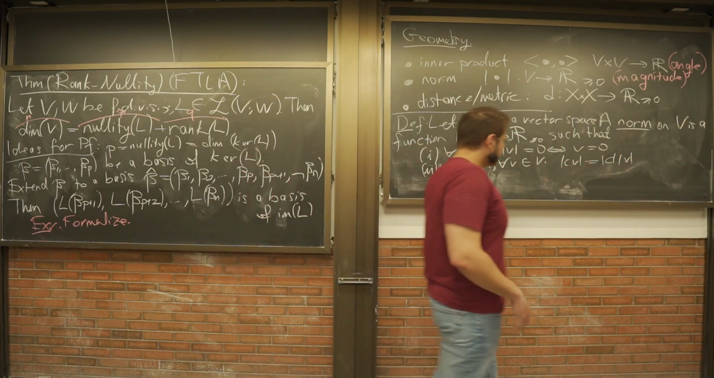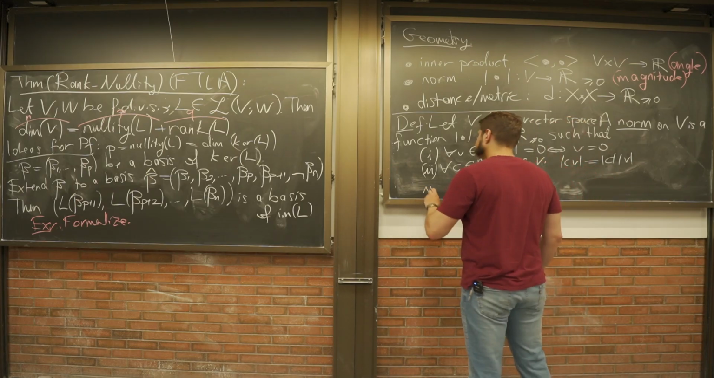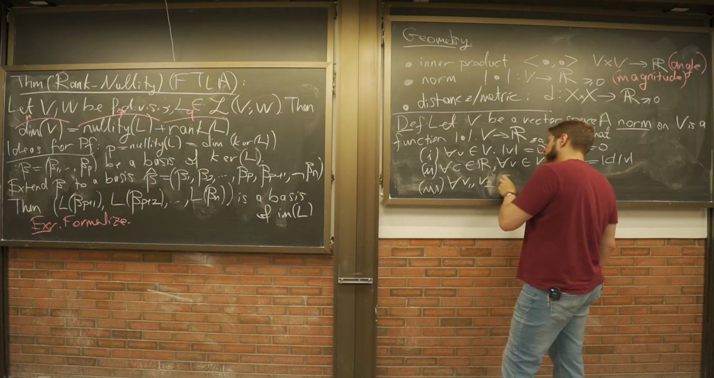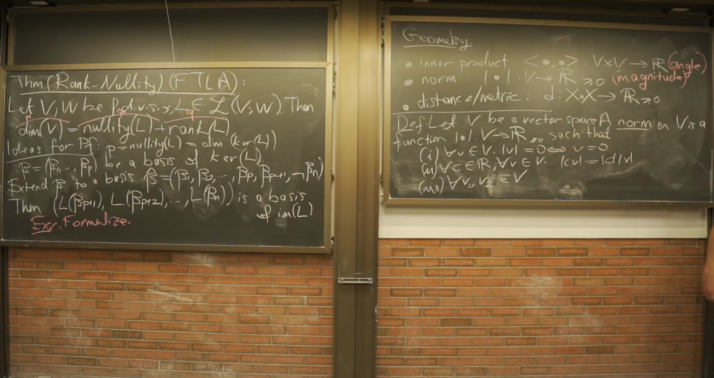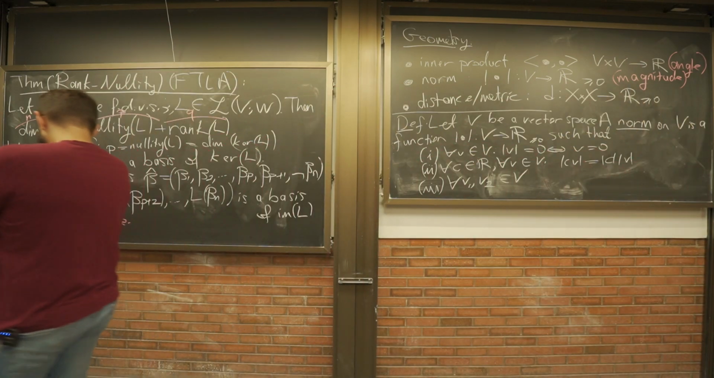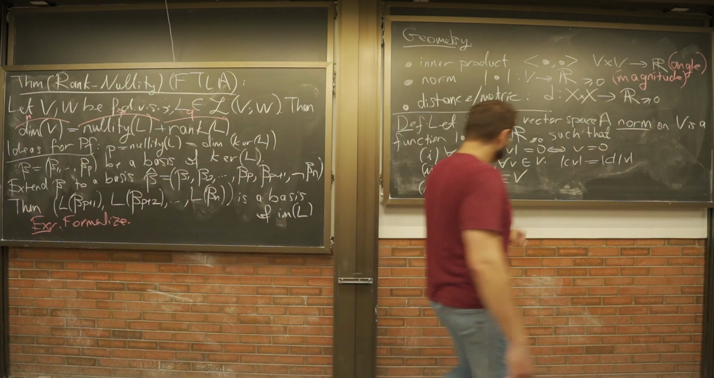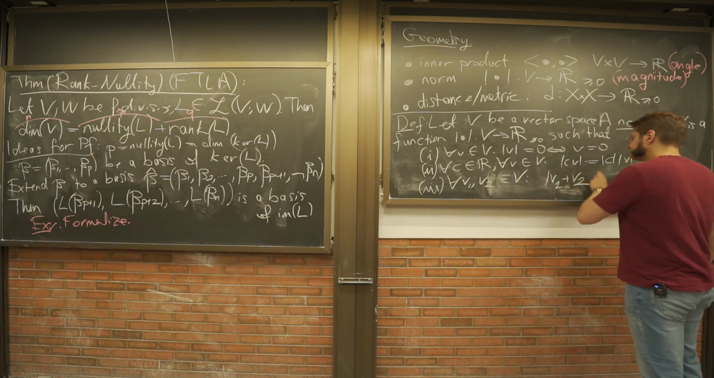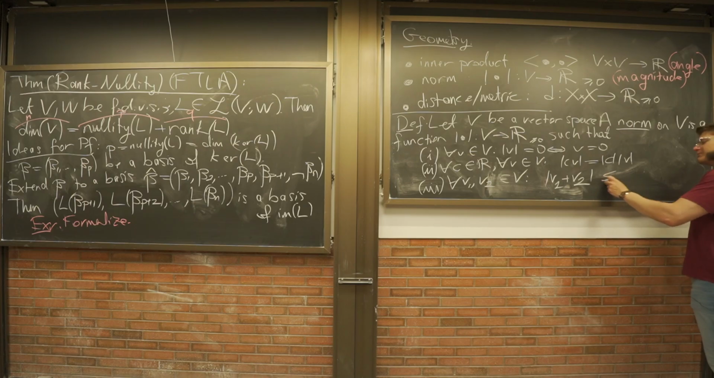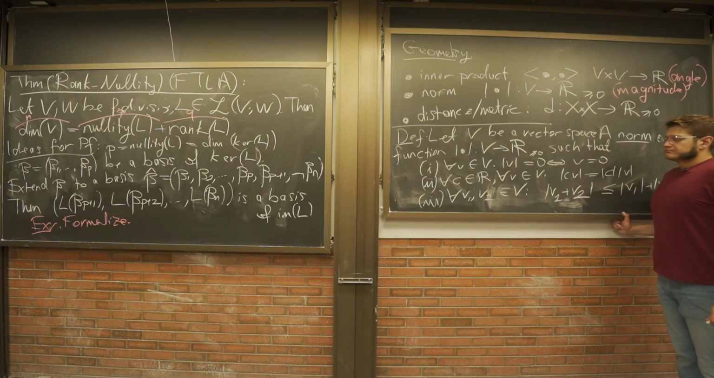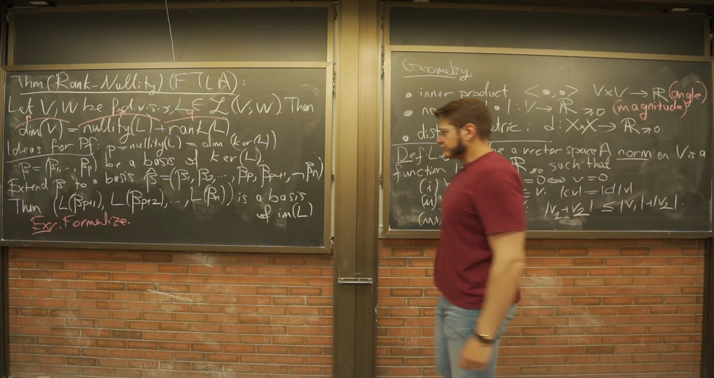And then the third is very important. Namely, it relates the norm of the sum of 2 vectors to the sums of the norms, rather. So if I were to take v1 plus v2, look at the norm, it should be bounded from above by norm of v1 plus norm of v2. These are the 3 axioms.